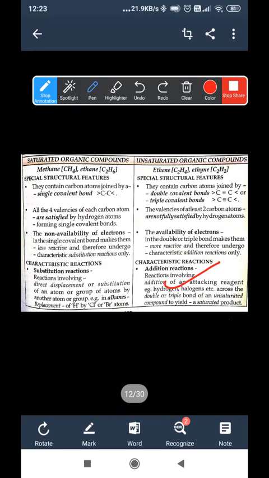तो हम लोग को वही addition reaction is a reaction in which attacking reagent attacks on the double bond or triple bond and makes it saturated product, right now, saturated compound.